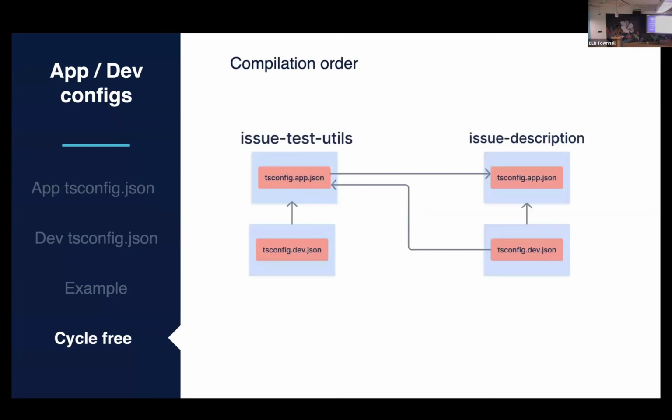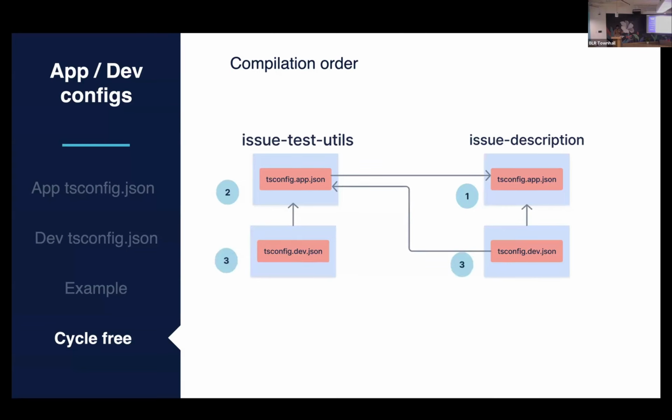So now let's see what will be the compilation order in TypeScript. You can see that the first one would be the issue description app.json. Because it is a leaf node, it doesn't have to wait for anything, and TypeScript will automatically just build that for you, right? The second thing is the issue test utils. Here you can see that all the dependencies of issue test utils have already been built before. In this case, it's just the issue description. So that is the next candidate for TypeScript to build.